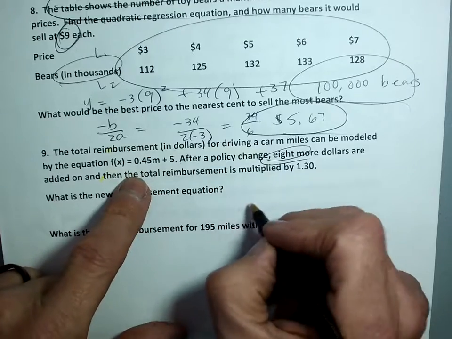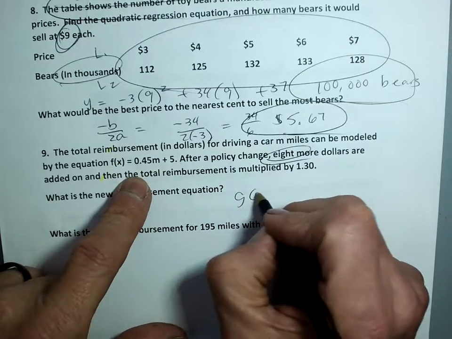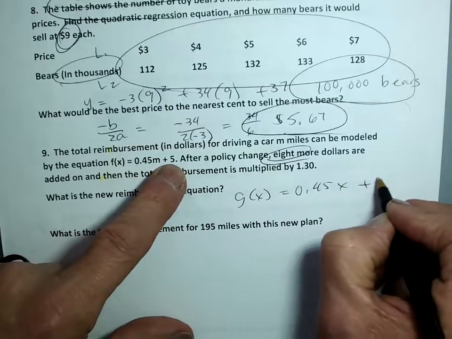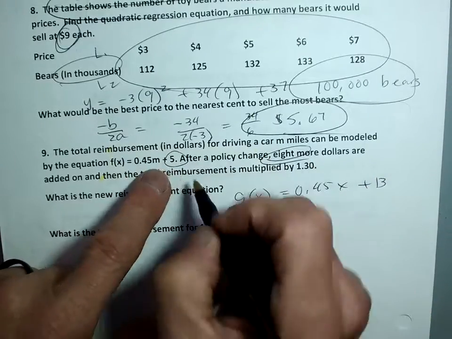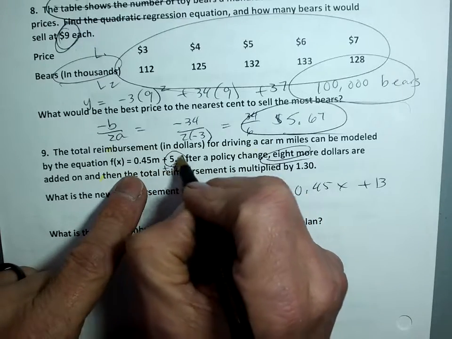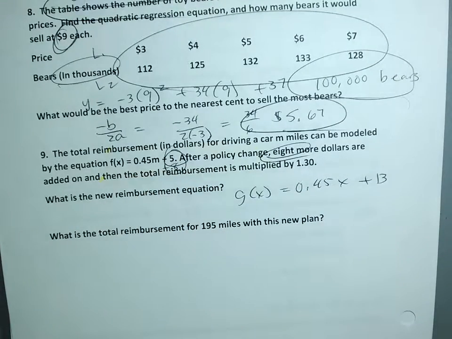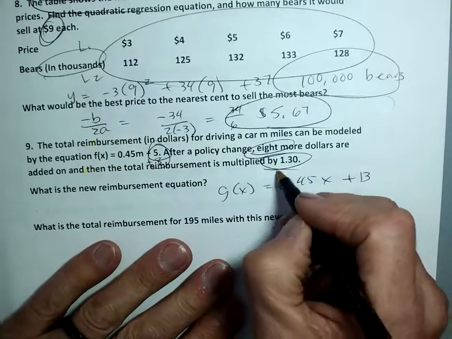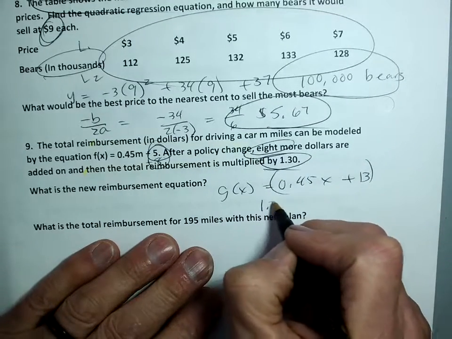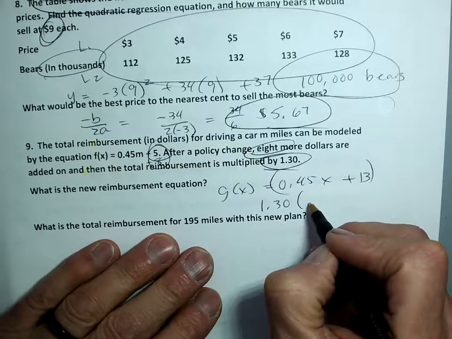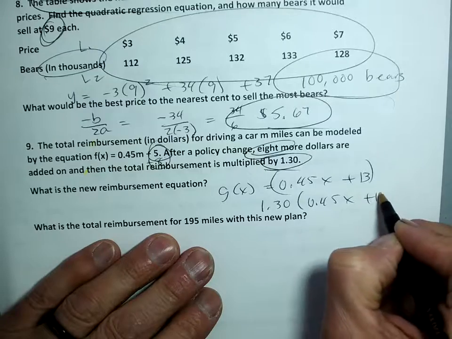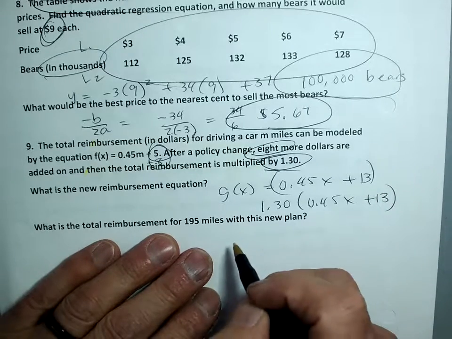So my g of x is going to equal 0.45x plus 13, because I'm going to add in 8, okay? I'm going to do that first. So now my cleaning fee is higher, but now the price of gas is getting expensive, right? So I need to include that, so I'm going to multiply my whole entire equation by 1.30 times 0.45x plus 13, okay? That's going to be my new cost model.